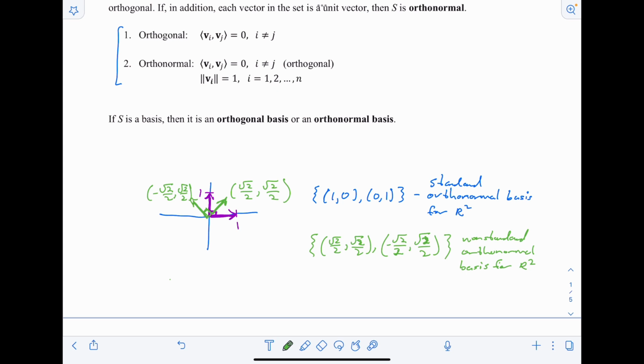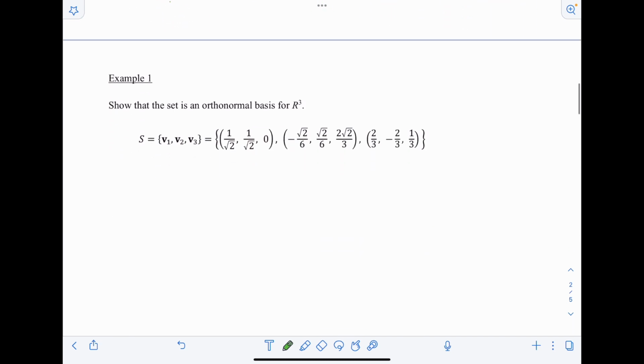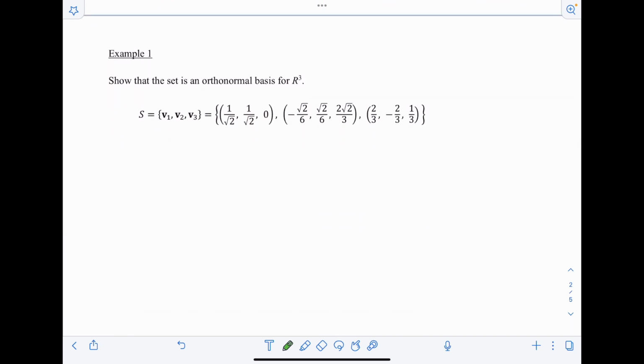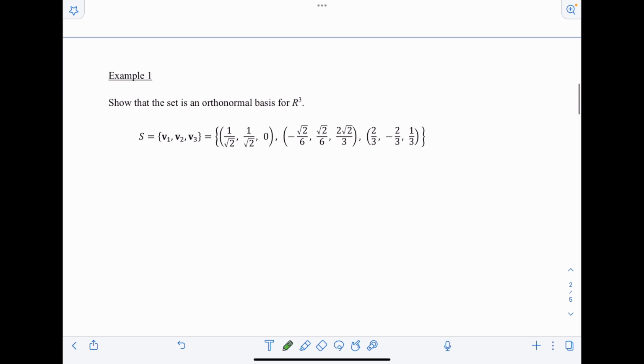So let's go ahead and do an example then of just showing that a set is an orthonormal basis for, in this case, R3. Now, we could do this for any n space, but to keep the math a little bit lighter, we'll keep it in R2 and R3, generally speaking. Okay, so in order for this basis S to be the orthonormal basis for R3, we have to show that all of the vectors have a magnitude of 1, that they are unit vectors, and that they are orthogonal to each other, that their dot products are 0.